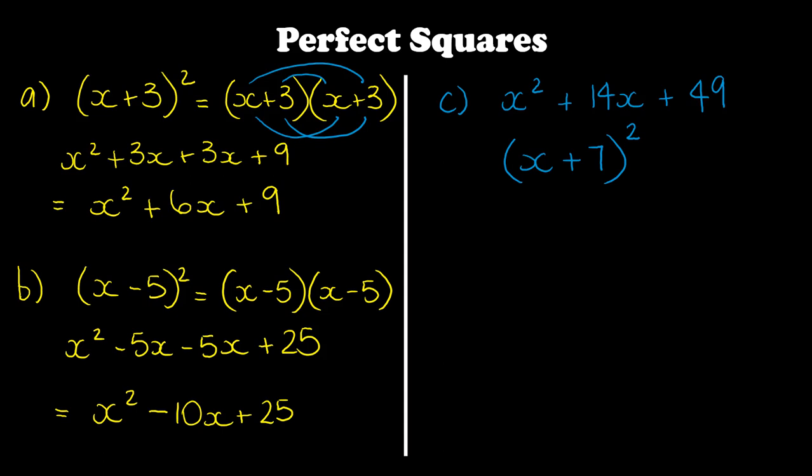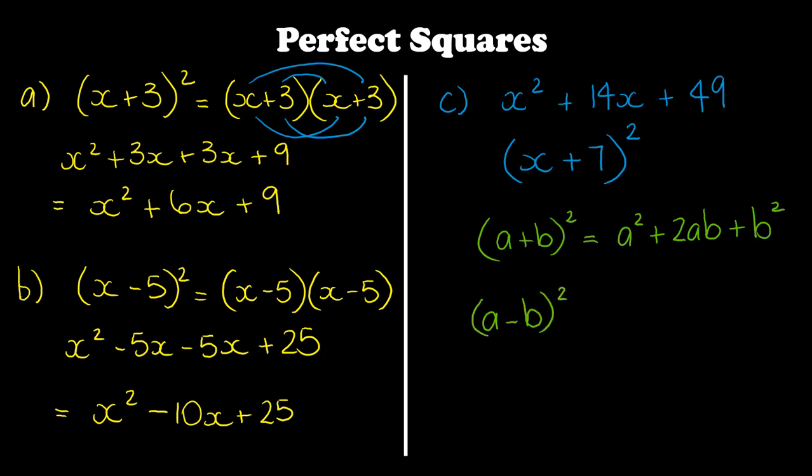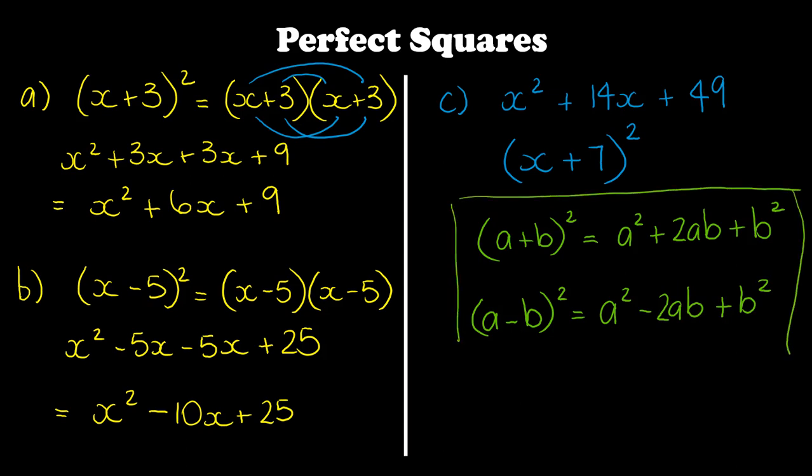So what we can do is we can come up with a general rule, and we can say that a plus b all squared equals a squared plus 2ab plus b squared. The same can be said if we've got a negative. If I've got a minus b squared, that will change our middle term. So then I end up with a squared minus 2ab plus b squared. So they are the general rules that we can use for perfect squares, whether we are expanding or factorising.